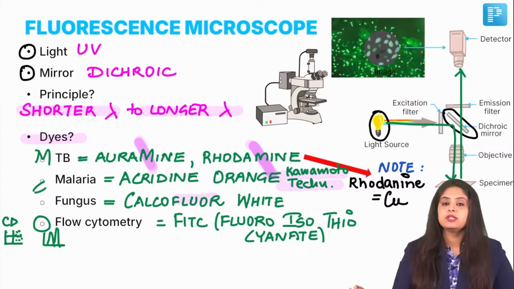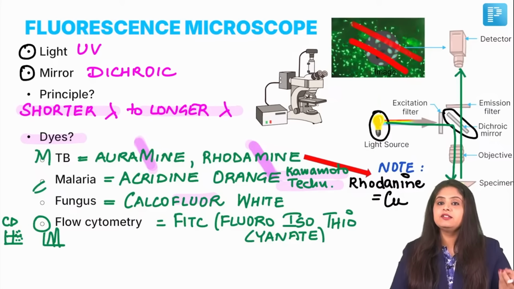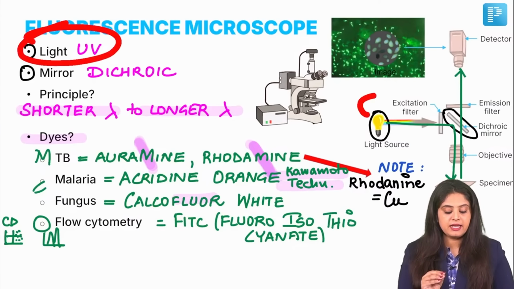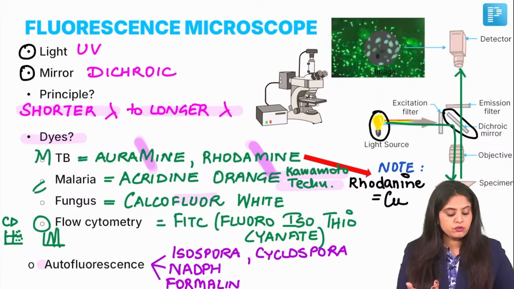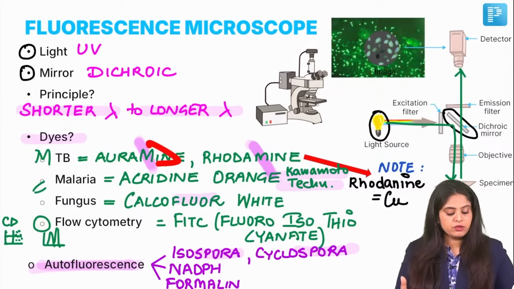Now I have a question. I added all of these colors, that is why they were shining so green. Can you now tell me three things where you will not add any color mentioned over here? You will just keep that under ultraviolet light and it will start shining on its own. Things that show autofluorescence. Firstly, the two Spora brothers, Isospora and Cyclospora, you read them under coccidian parasites. You will have a question today. So the Spora brothers can shine on their own. You don't have to add anything.